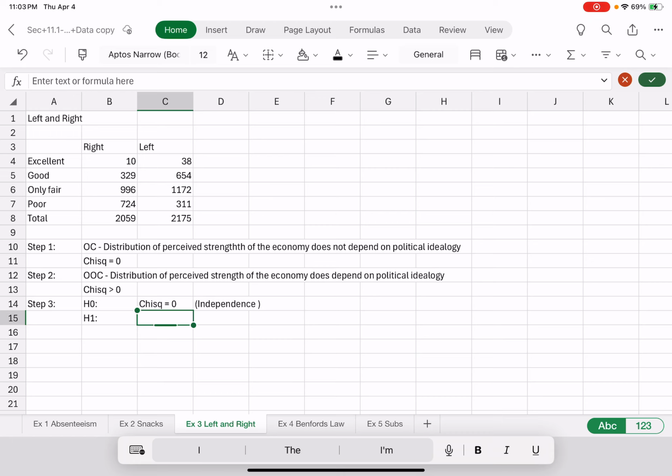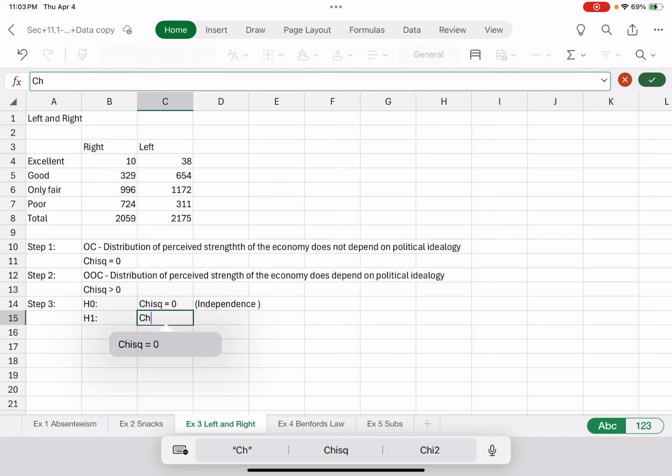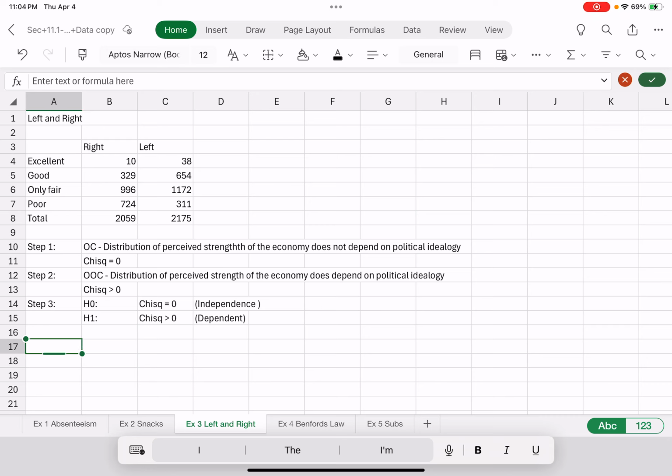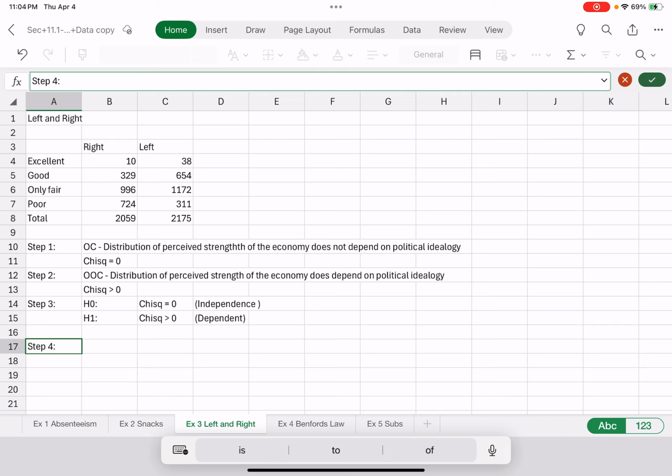Meaning the distribution is shared. And then chi-squared, the alternative is that it is greater than 0, and so this is dependent, meaning that they are not independent, meaning they're non-homogeneous, not the same distribution. All right, step 4 is alpha.